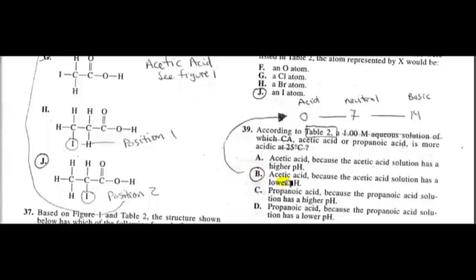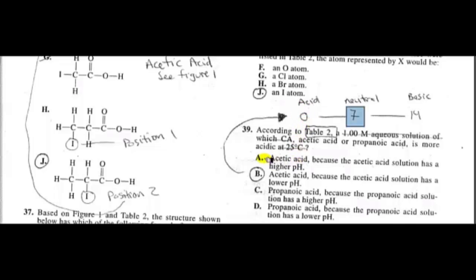Let's take a look at B. B says acetic acid because the acetic acid solution has a lower pH, and that's the correct answer. Remember, two things to review here are the scale of pH and basic versus acidic versus neutrality. Acidic is 0, basic is 14, and neutral would be 7. When we're asked to weigh which one is more acidic, the one that's closest to 0, the lower number, will be the one with the most acidity.